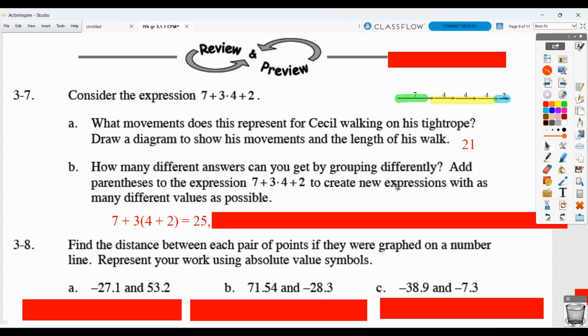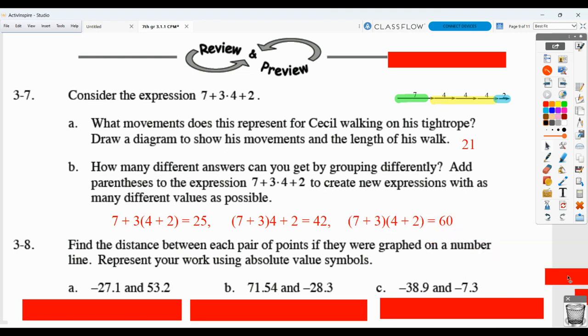Another one you could do is to put the parentheses around 7 plus 3. So then 10 times 4 plus 2, which gives you 42. And then the other possibility is to actually put parentheses around the 7 plus 3 and the 4 plus 2. So 7 plus 3, of course, is 10. 4 plus 2 is 6. 10 times 6 is 60.